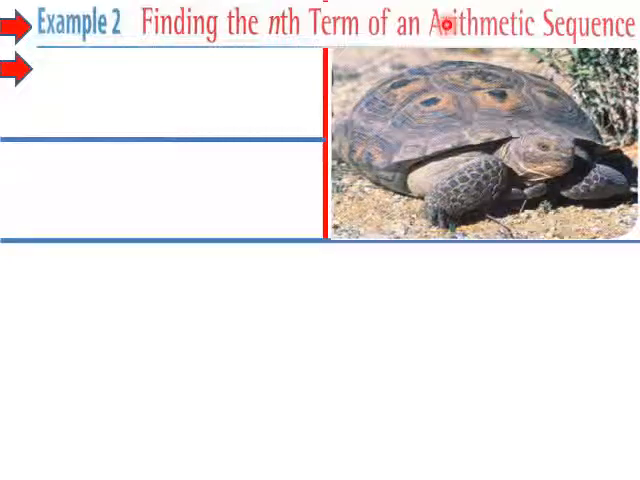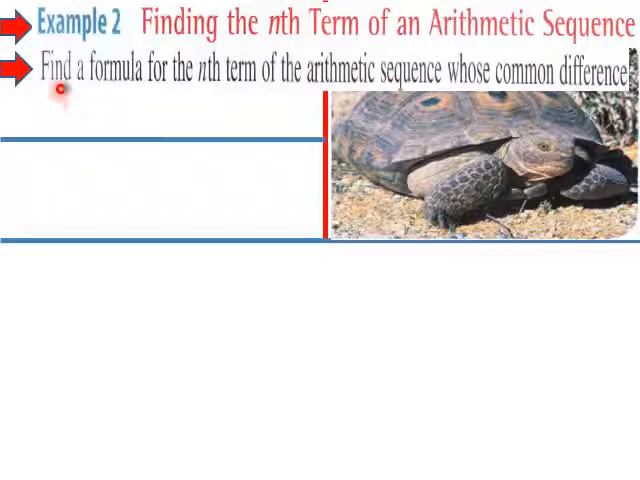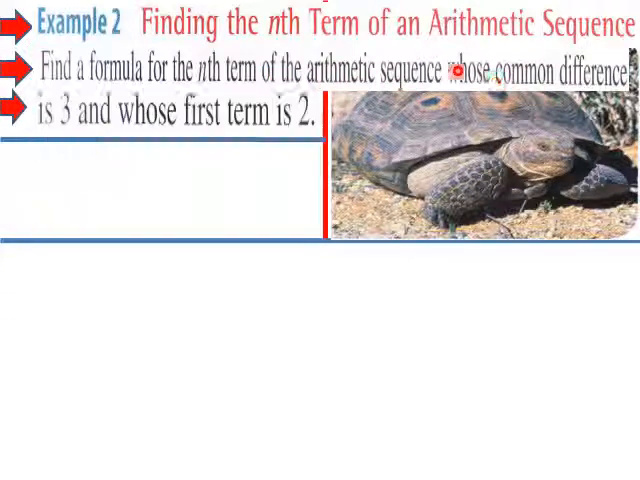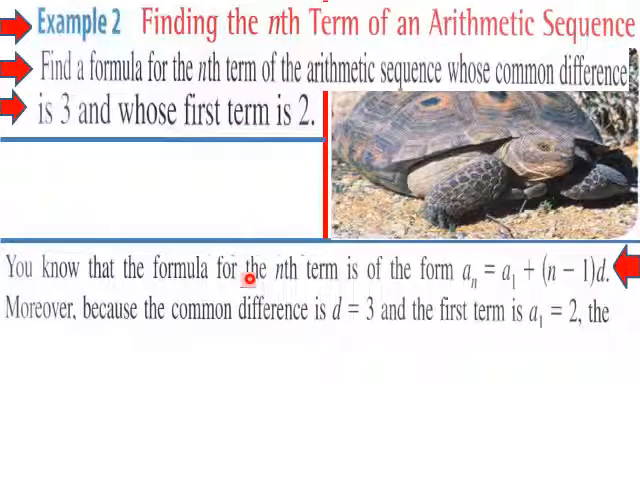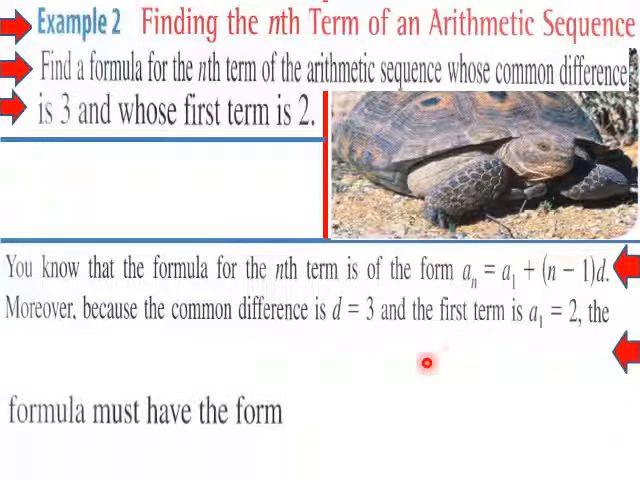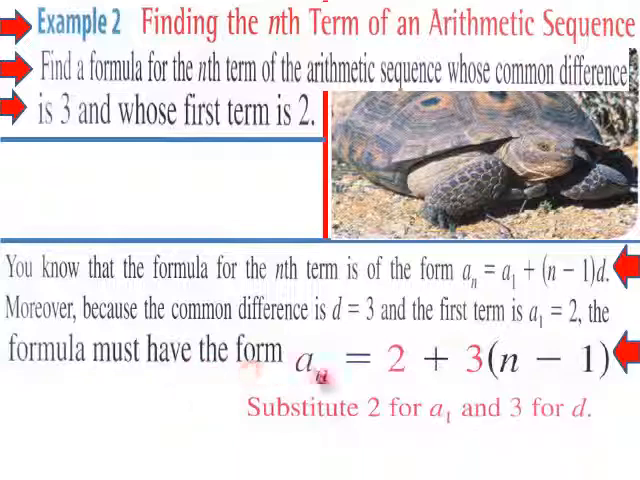Example 2, finding the nth term of an arithmetic sequence. Find a formula for the nth term of the arithmetic sequence whose common difference is 3 and whose first term is 2. With conditions like that, you know that the formula for the nth term is of the form a_n equals a1 plus (n minus 1)d. Moreover, because the common difference d is 3 and the first term a1 equals 2, the formula must have this form: 2 plus 3(n minus 1).